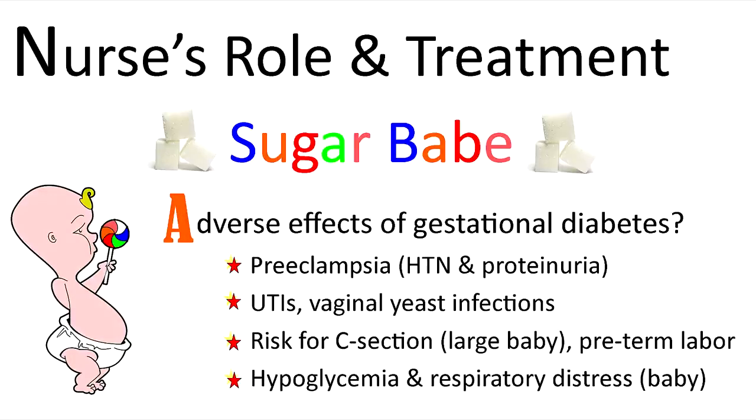A for adverse effects of gestational diabetes. We talked about that in our patho discussion, and again, you're going to be looking for preeclampsia, hypertension, protein in the urine, urinary tract infections, vaginal yeast infections, and she has a risk of C-section because of the large baby, preterm labor, and then the hypoglycemia and respiratory distress in the baby.